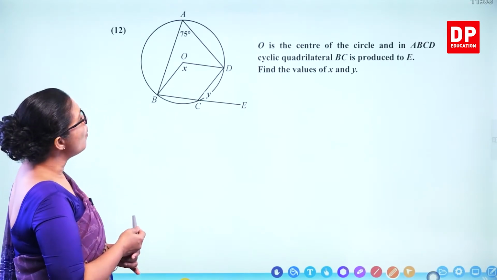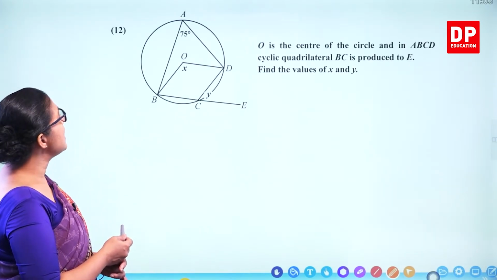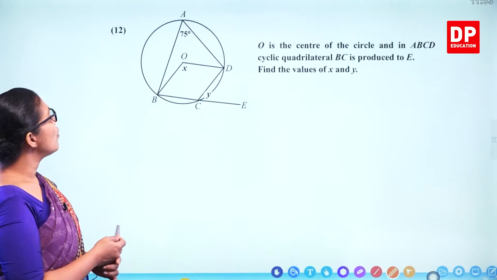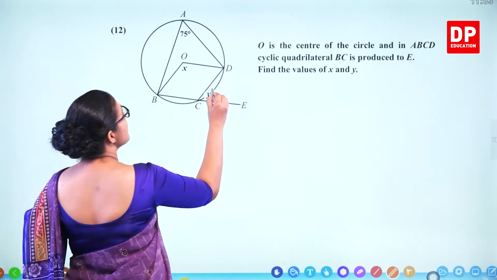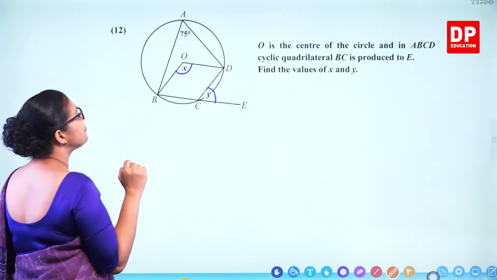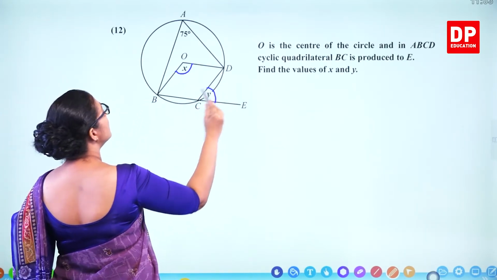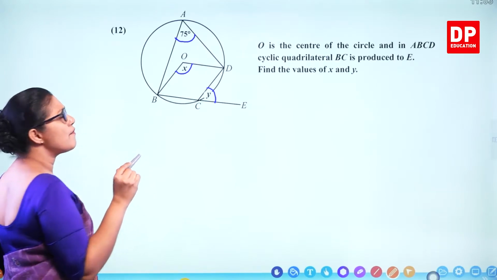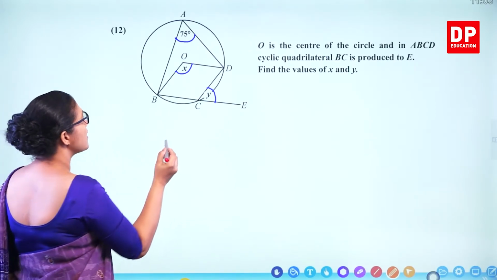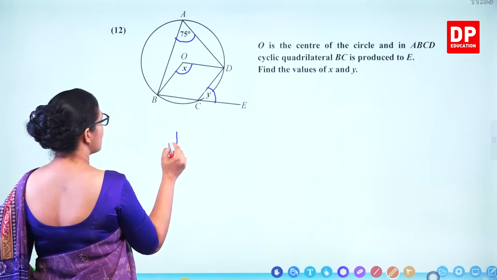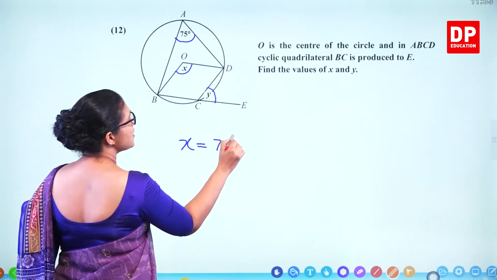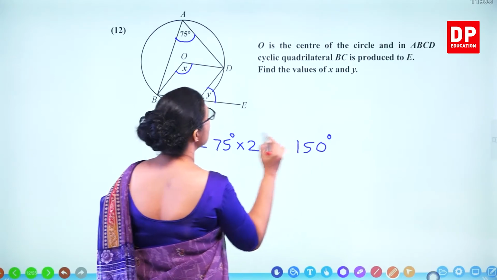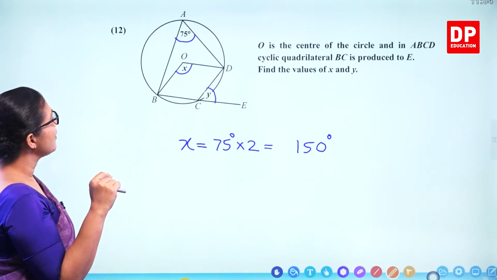Question number 12. O is the center of the circle and ABCD is a cyclic quadrilateral. BC is produced to Z. Find the value of x and y. X is here, x is here and y is here. Look at BD arc. So this is the angle subtended at the center. This is the angle subtended on the circumference. So what is the relationship? That's twice. So we can write x straight away. X is 75 times 2. Double of that. So you get 150 degrees. That's x. Now we need to find out y.